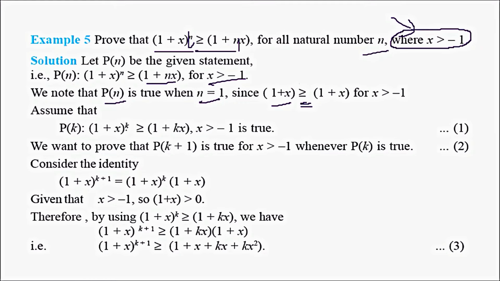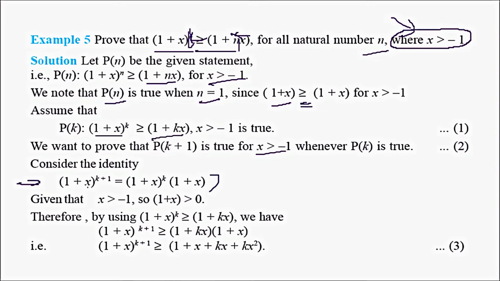Now this is done. We assume that (1 + x)^k is greater than or equal to 1 + kx. We assume that this is true for some k. We are placing k here. Now we want to prove it is true for k + 1. Before going to this, let us consider an identity. This has nothing to do with this question, but we are going to use this result.